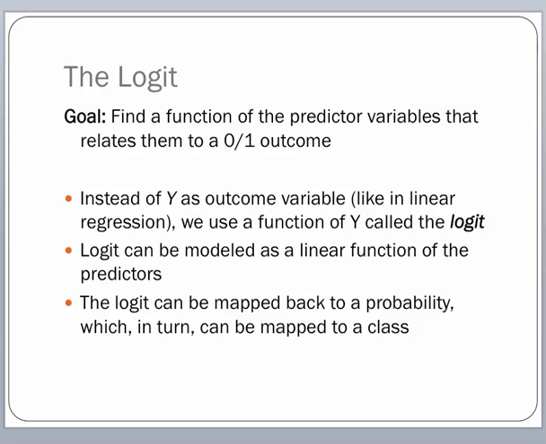Okay, so the goal of a logit regression, or logistic regression, that's synonymous by the way, is to find a function of the predictor variables that relates them to a 0 or 1 outcome. So instead of a quantitative outcome variable y, we are going to come up with a function that's called the logit. The logit, which we'll explain more, can be modeled as a linear function of the predictors. That's what will make it useful and nice. The logit can be mapped back to a probability, which then can be mapped back to a class.